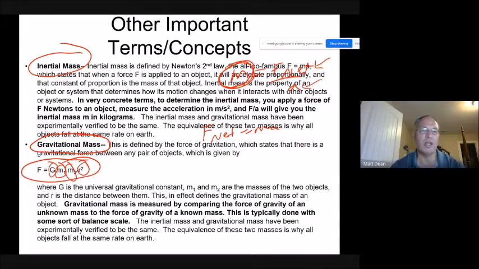Another way of going about the same thing is taking a balance and putting a known mass on one side, an unknown mass on the other, and continuing to either add or subtract known mass until it balances out. That's the gravitational mass. It turns out that gravitational mass and inertial mass are the same. They measure the same thing. They're equivalent to each other. And this is one of the reasons why two masses will fall at the same rate on Earth.